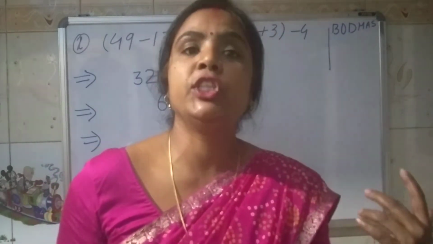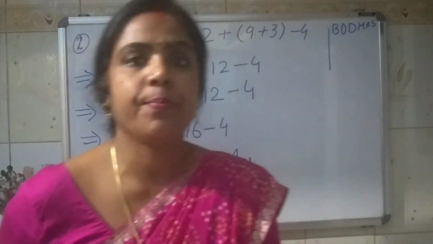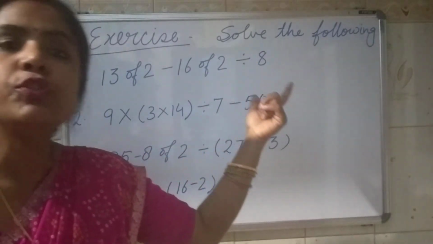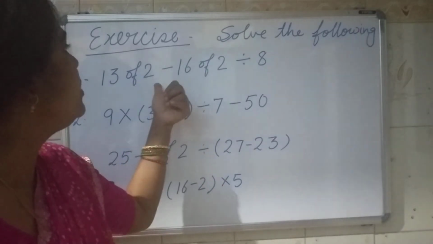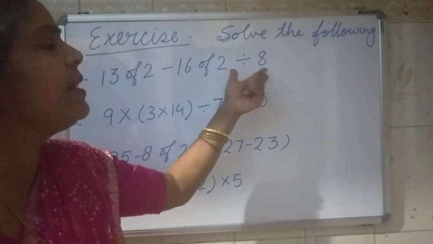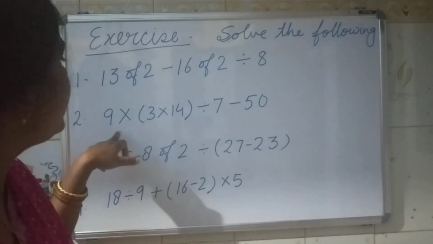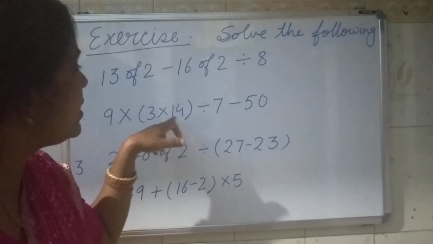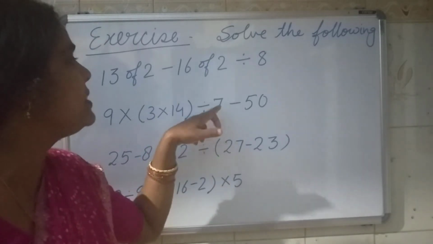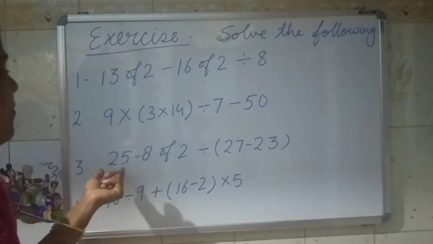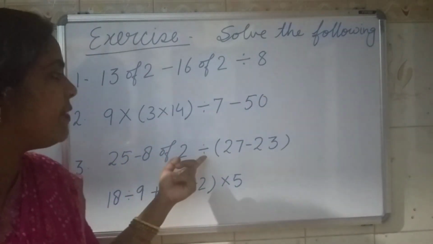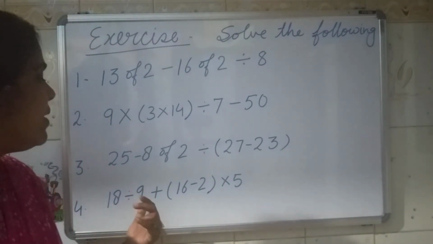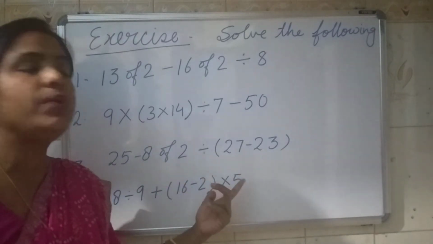Now solve some questions on your own in your notebook. Now these are some questions which you have to solve in your copy. First one, 13 of 2 minus 16 of 2 divided by 8. Second one, 9 multiplied by 3 multiplied by 14. 3 multiplied by 14 is inside the bracket, divided by 7 minus 50. 25 minus 8 of 2 divided by 27 minus 23. Fourth one is 18 divided by 9 plus 16 minus 2 into 5.